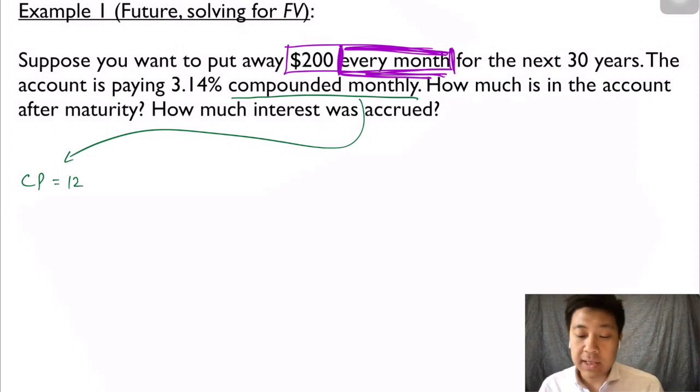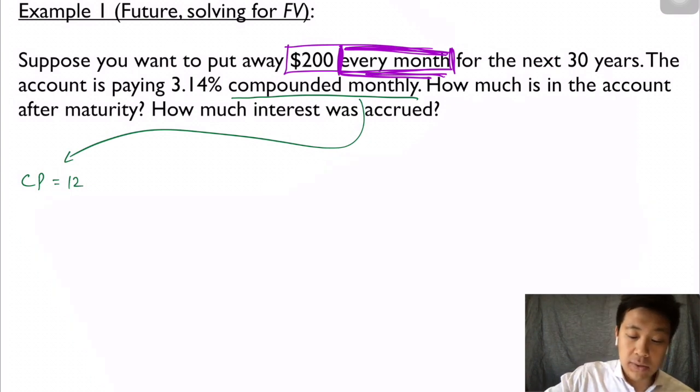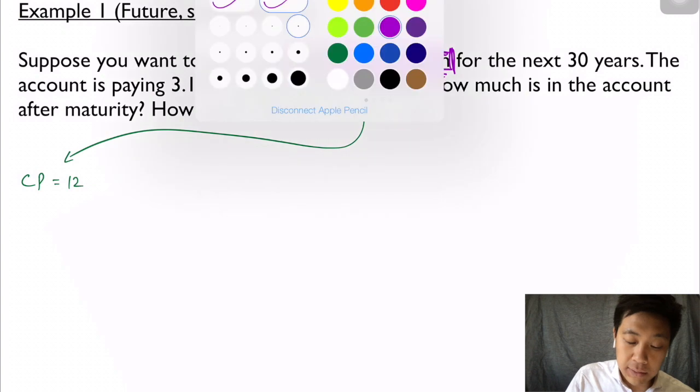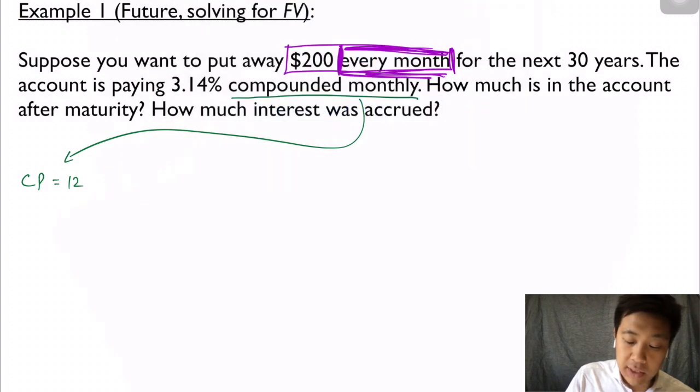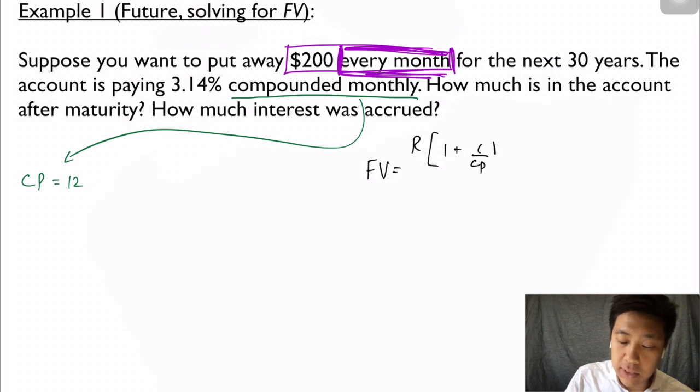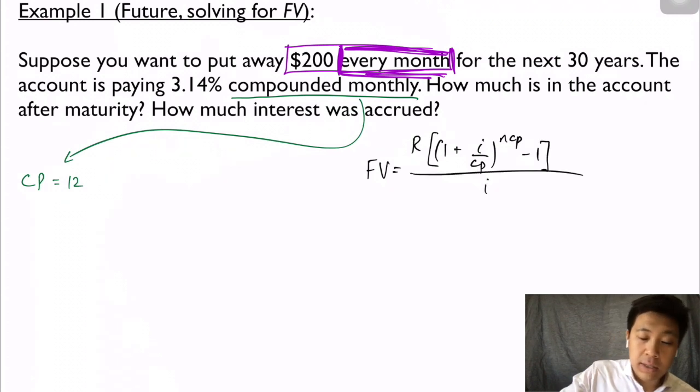Since the question is asking for how much is in the account in total, as I alluded to earlier, we know that we're going to be using the future value equation, which I'm going to write again right here. This time a little bit quicker. And then this time with the compounding periods there too. CP minus 1 all over I over CP. Okay. Now we can list our variables.